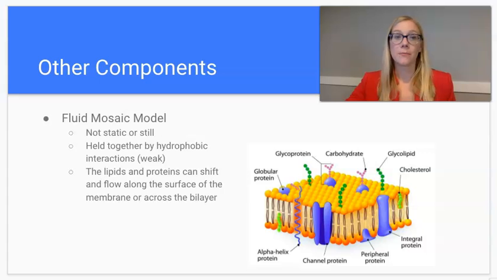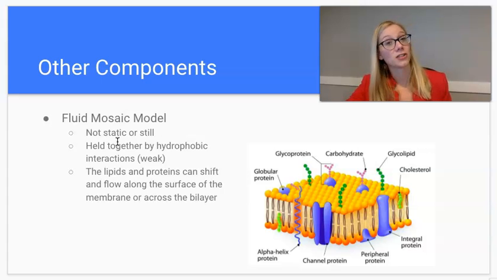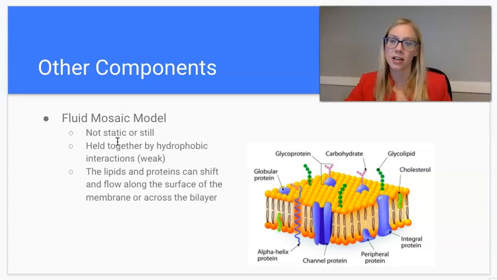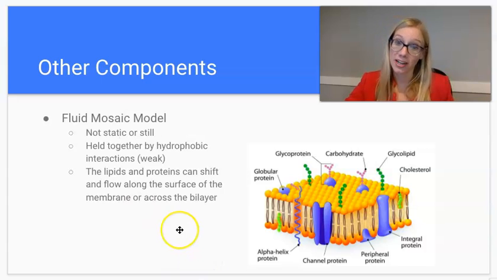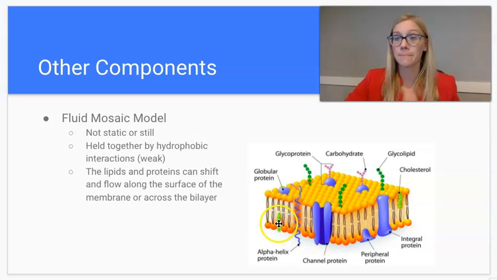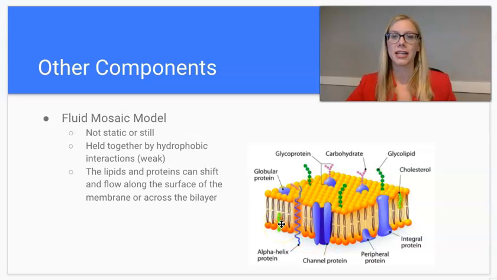So what are some of the other components of the cell membrane? Well, another major component is this idea of the fluid mosaic model when we talk about cell membrane. So what does that mean? Well, fluid means that the cell membrane is actually mobile a little bit. It moves. It's not static or still or stuck in one place, if you will. And it's held together by hydrophobic interactions, which if we think back are weak interactions. They're not going to be very strong, which allows for this movement. Lipids and proteins, therefore, can shift and move on the surface of the membrane and across the lipid bilayer because it is fluid, it is movable.